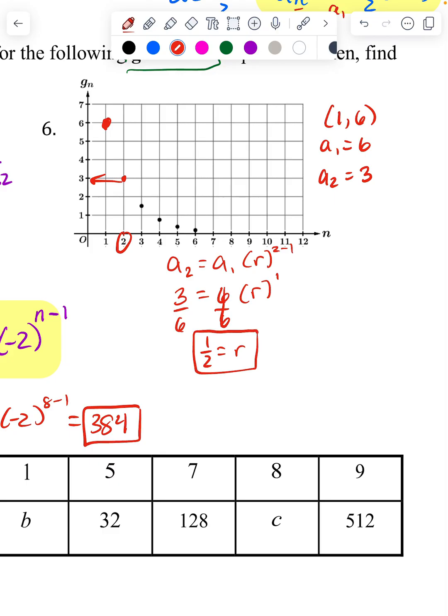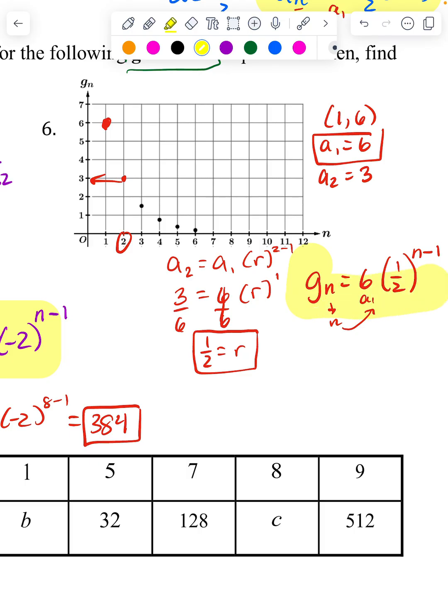And the reason I don't have to worry about taking the root of it is that it's just R to the first power. So my general equation is going to be, let's take the first term, then our R value, and we're going to raise it to the n minus 1 power because this has a subscript of n and this was the first term. So that is my general equation that they were asking for.